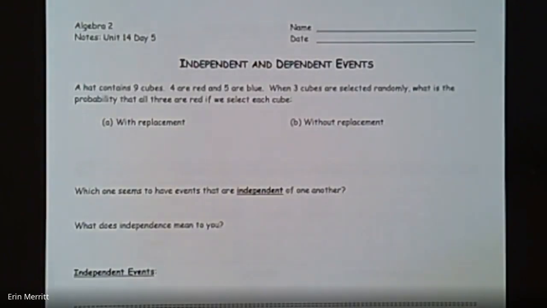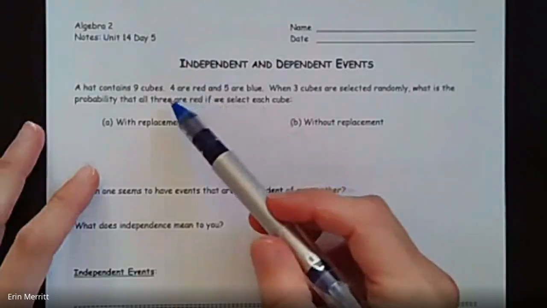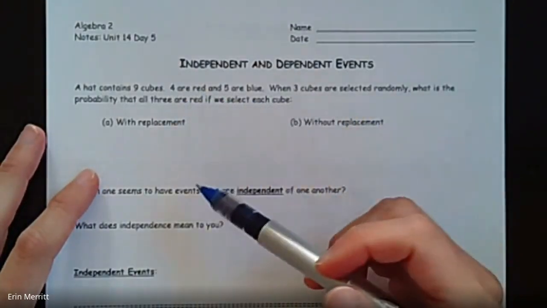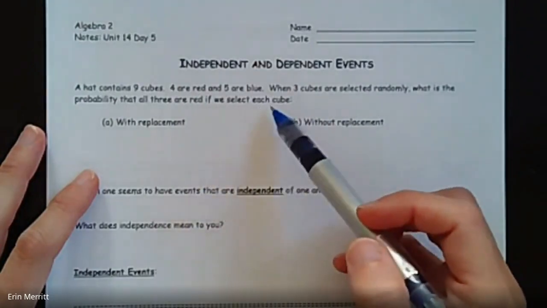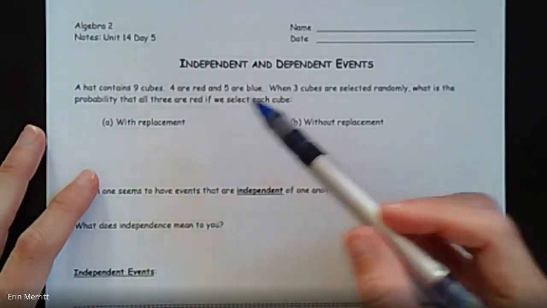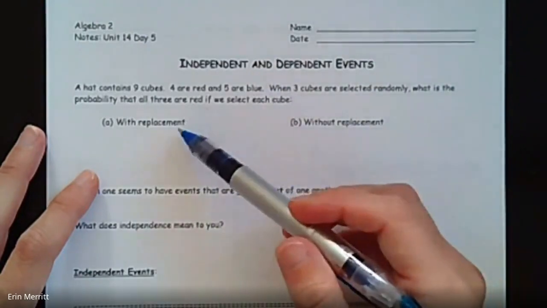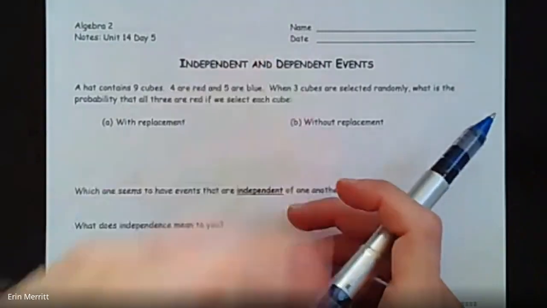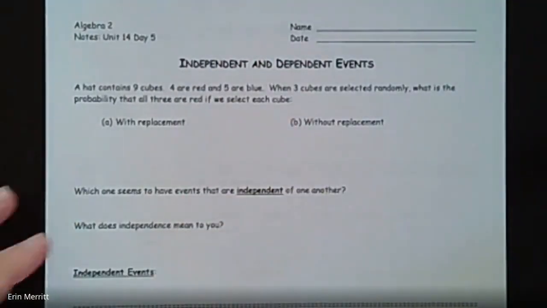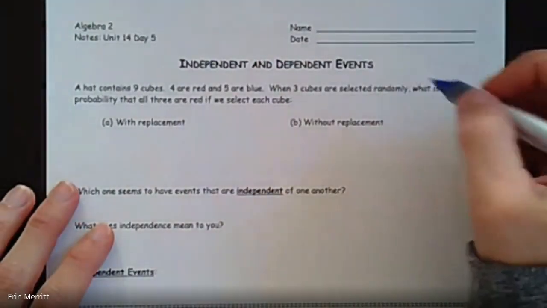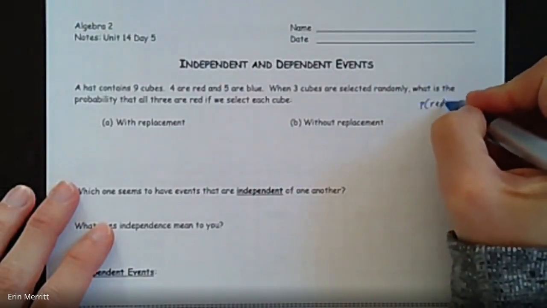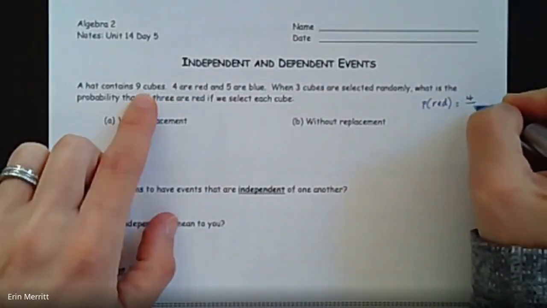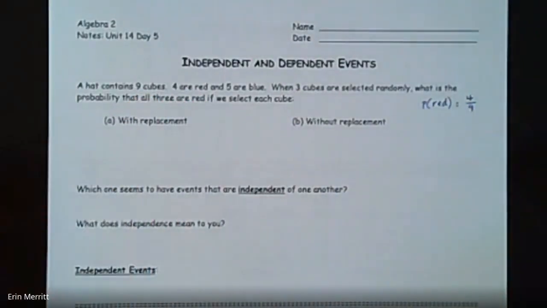Easy example: a hat has 9 cubes. 4 are red, 5 are blue. When 3 cubes are selected randomly, what's the probability that all 3 are red if we select each cube with replacement versus without replacement? Replacement just means I'm going to pick the cube out, but then put it back in the pile so it could get picked again. So keep in mind the probability of picking a red cube in the first place: there's 4 of them out of 9 total. That part's super easy.